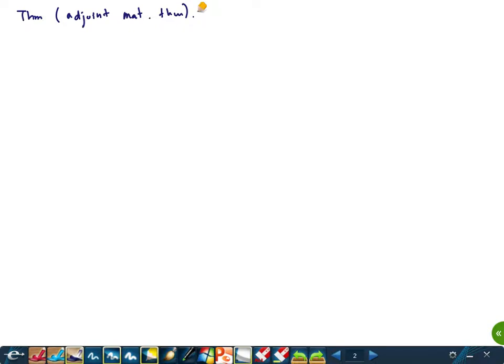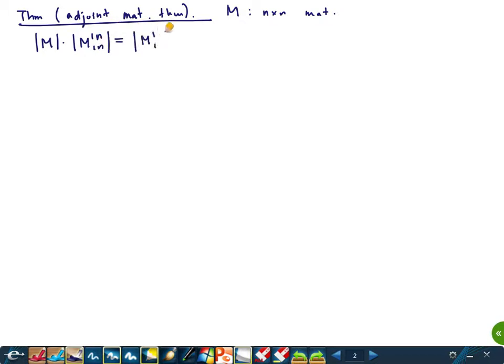So, M, n by n matrix, as before. Then the determinant of M times the determinant of M with rows 1, n and columns 1, n deleted equals the determinant of M with row 1 and column 1 deleted times the determinant of M with row n and column n deleted, minus the determinant of M with row 1 and column n deleted times the determinant of M with row n and column 1 deleted. Yes. So you can imagine the matrix like this.